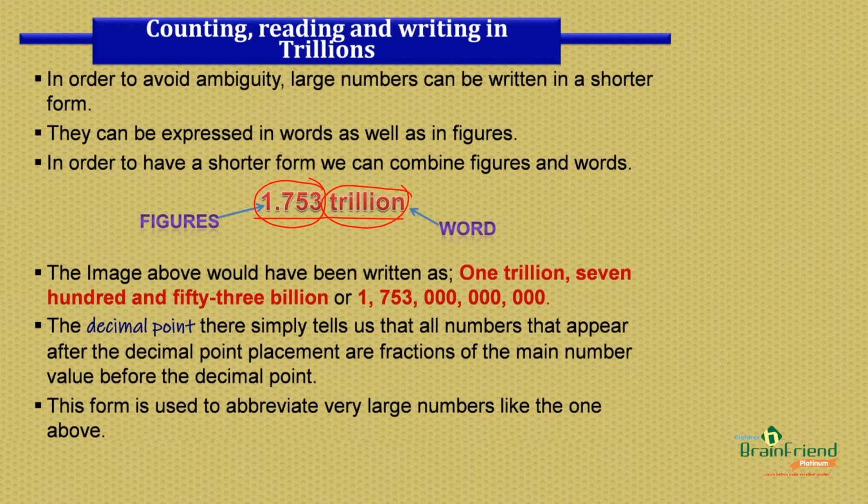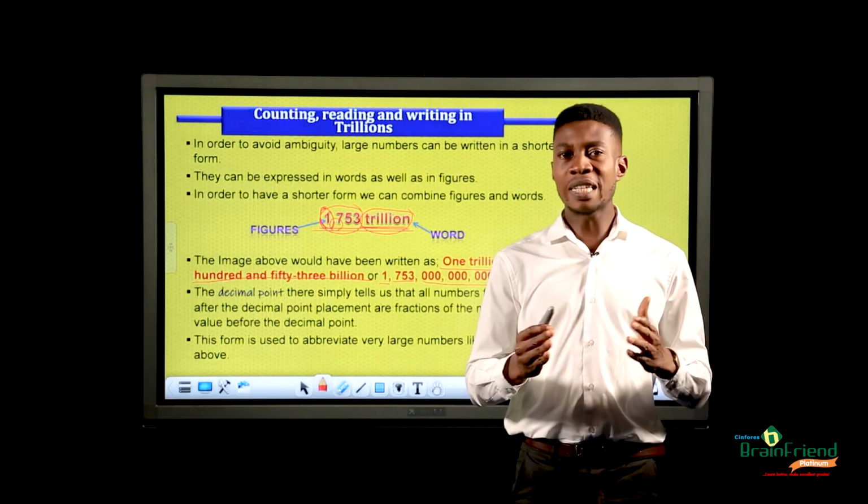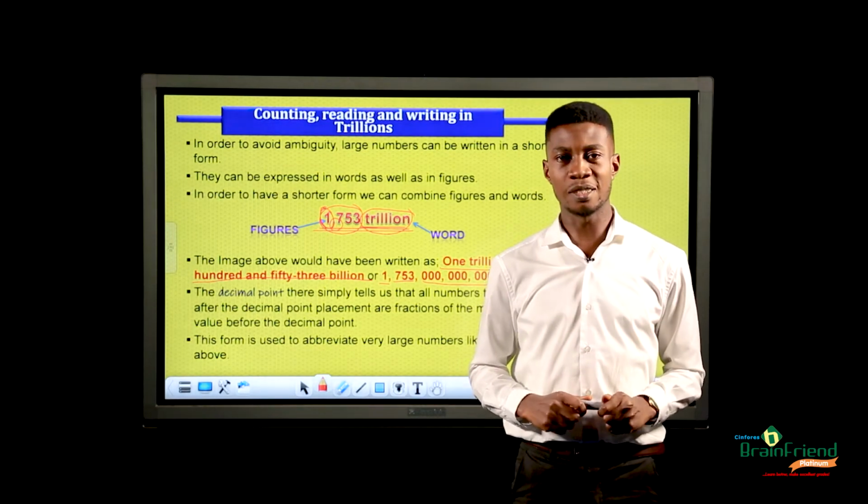In words, the number can be expressed as 1,753 billion. And in figures, we have 1,753, and 9 zeros. The decimal point here tells us that every other number behind the decimal point is a fraction of the main number, because the main number has the name that comes after the figures. Having said all this, let's try practicing.